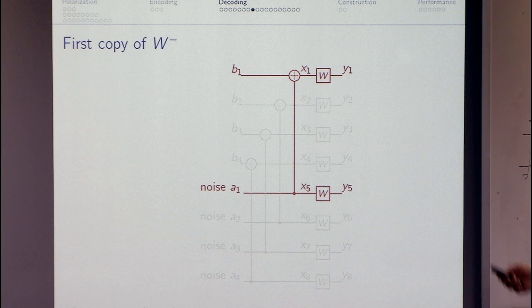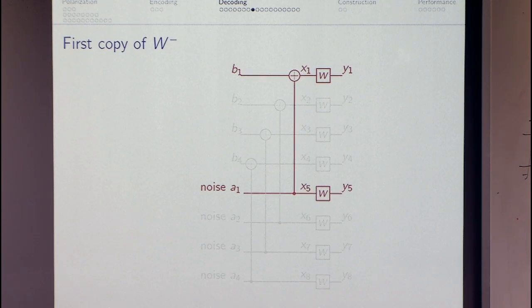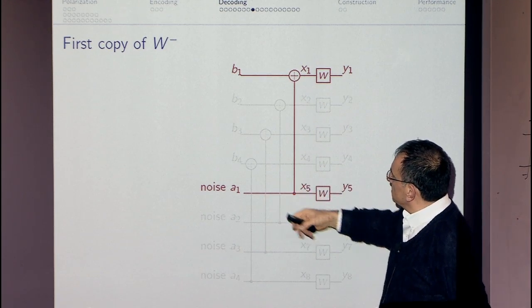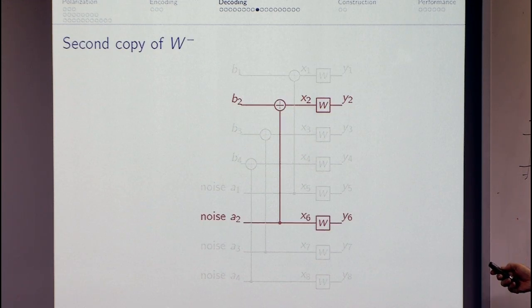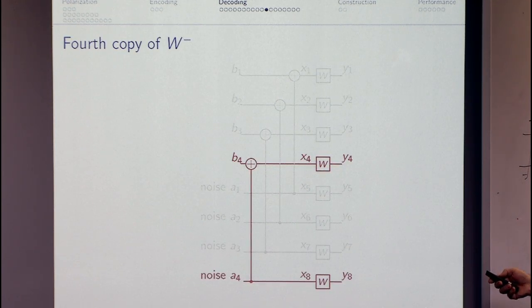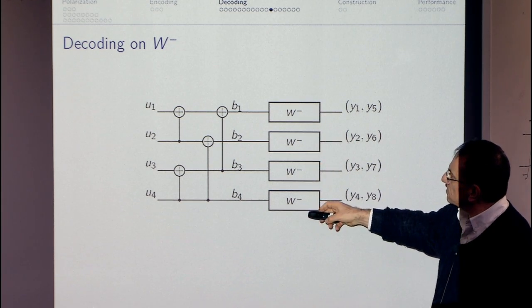So I have here a more detailed explanation of what we are doing. Okay, so this is the equivalent channel model. So what you have here, yes, indeed, is the W minus channel. If you look at just that part of the graph, this is what you see. And then you have the third copy and the fourth copy. They don't interact with each other. So you have 4 copies, and each one is a W minus copy.